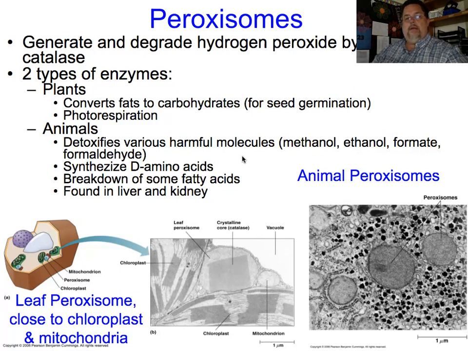Plants have them, and they can convert fats to carbohydrates for seed germination. So peroxisomes may have different roles, whether we're talking about plants versus animals. Photorespiration causes the potential for free radicals, and so they'll help in detoxification. While animals, when they're eating, will run across lots of harmful chemicals, detoxifying ethanol, for instance. Peroxisomes are responsible for doing all those kinds of things. They're found in the livers and kidneys in higher amounts where a lot of detoxification takes place.